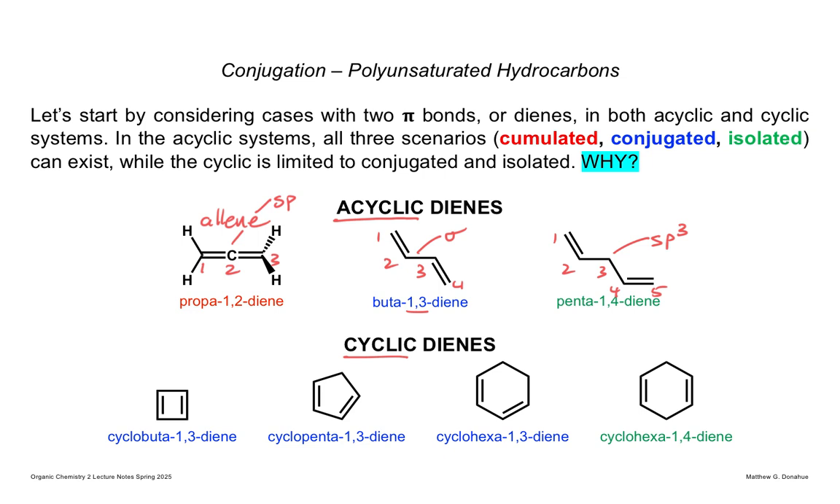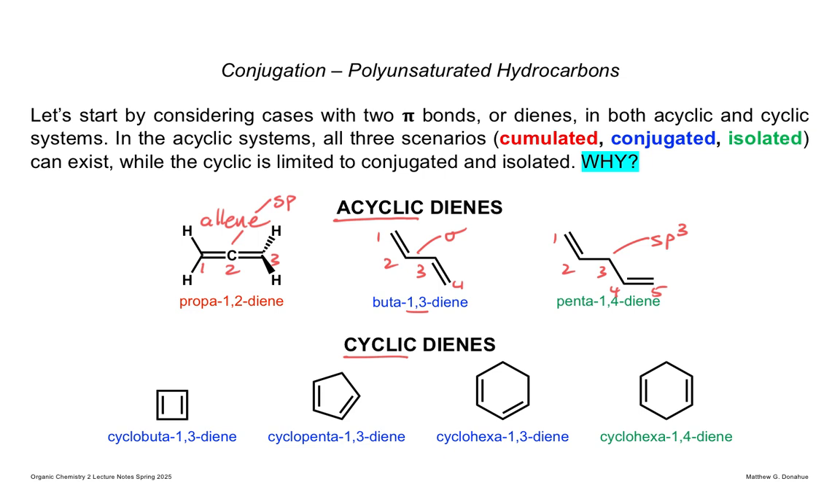So the cyclic cases, all we're doing is tying the system of pi bonds together in a ring. Note that there's no cumulated diene listed under here. The reason for that is they can get very strained when you do that, based on the sp hybridized geometry present in that carbon atom. So we're beginning with conjugated and isolated.